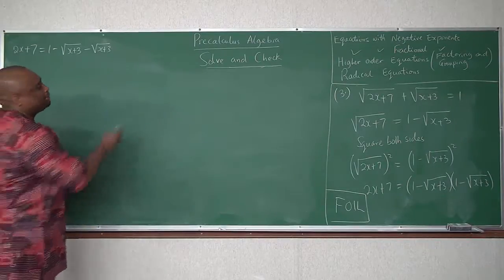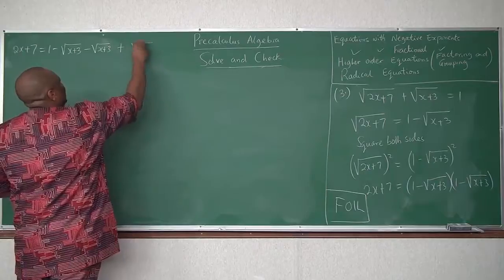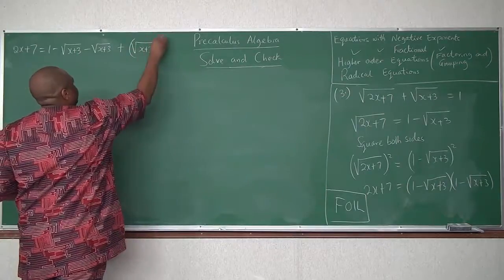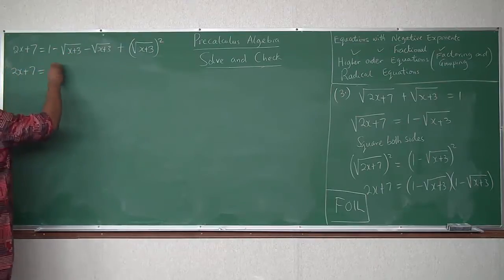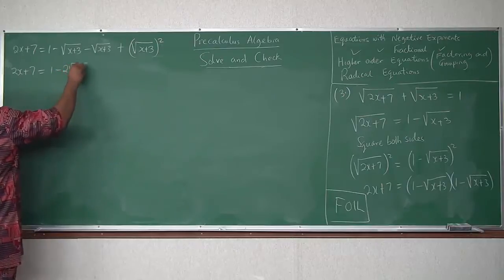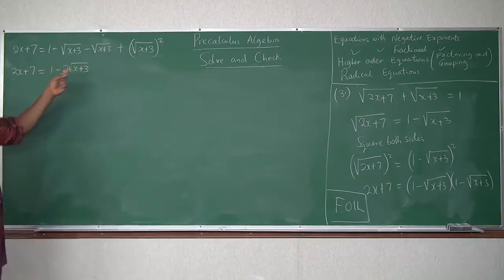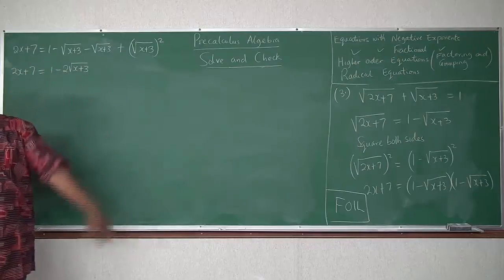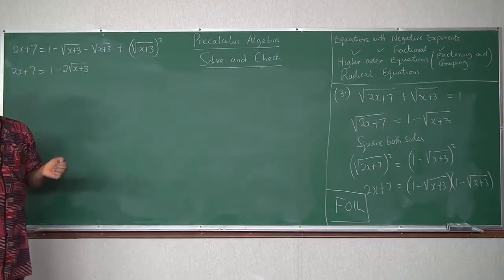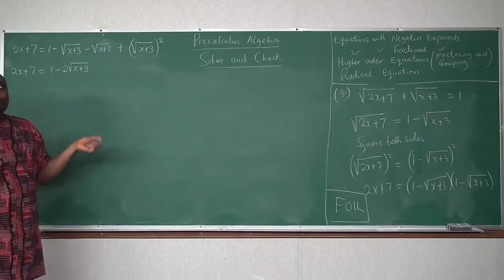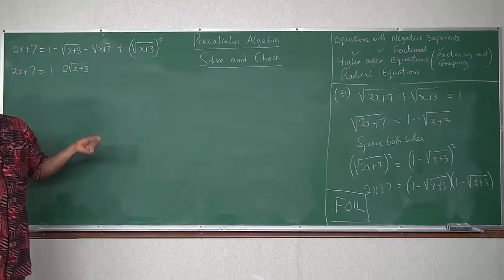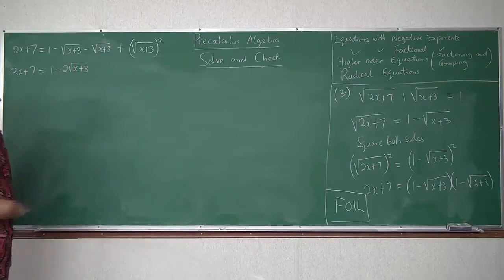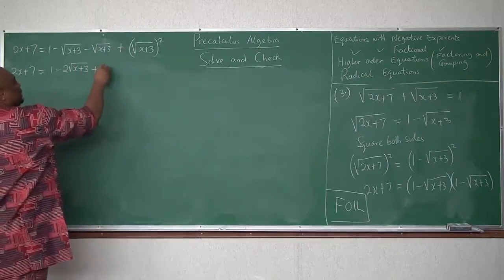Okay, this is plus, minus times minus is plus, radical x plus 3 all squared. So we now have that 2x plus 7 is equal to 1, minus 1 minus 1 is minus 2 radical x plus 3. If you did not understand what I did here, minus p minus p is minus 2p. View my videos on adding and subtracting variables. Plus, this is x plus 3, okay?